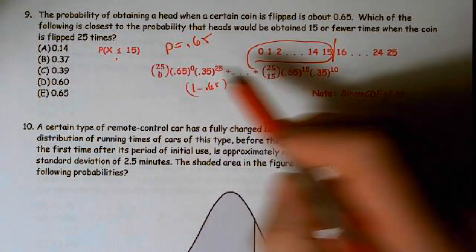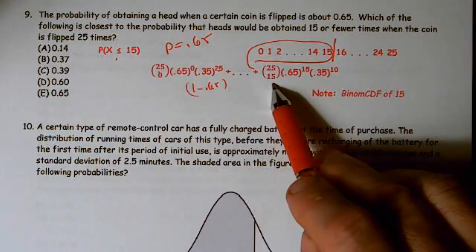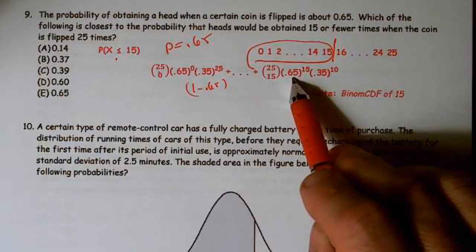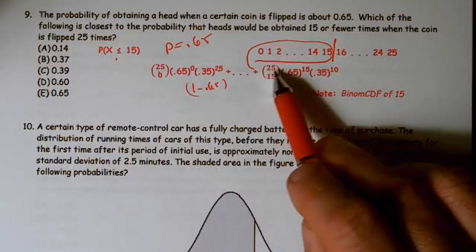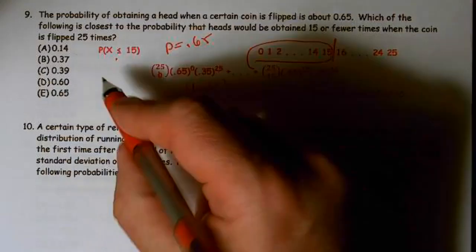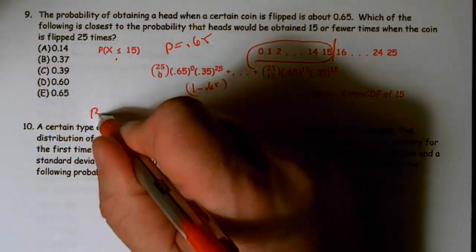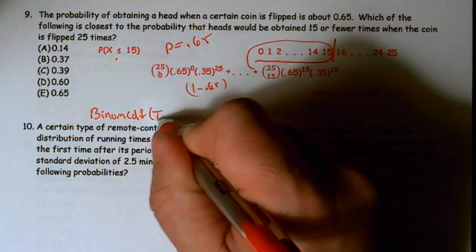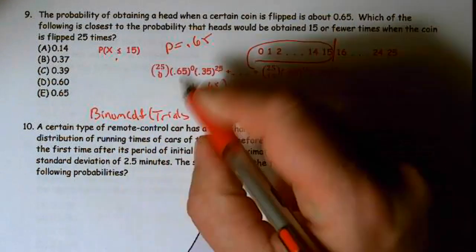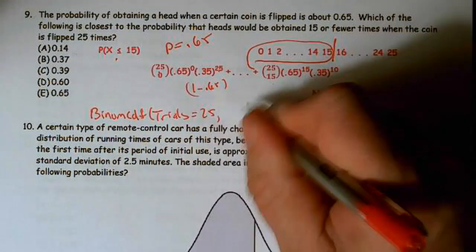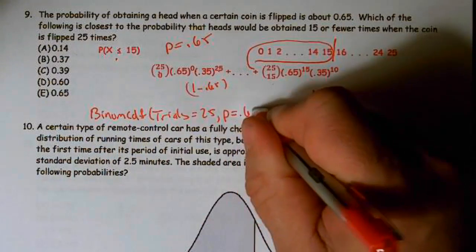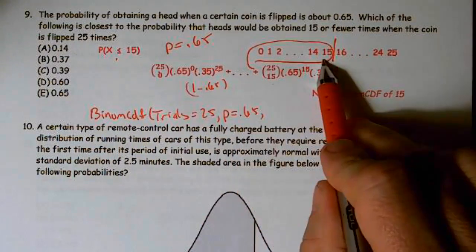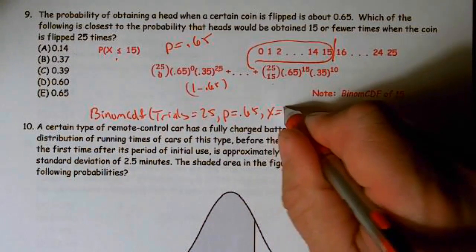25 minus 0 is 25. 25 choose 15 because we want all 15, 0.65 to the 15th, and 25 minus 15 is 10. So this is going to be a binomial CDF: trials equals 25, p is 0.65, and our highest x value is 15.